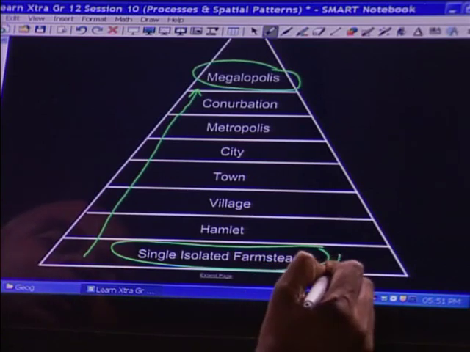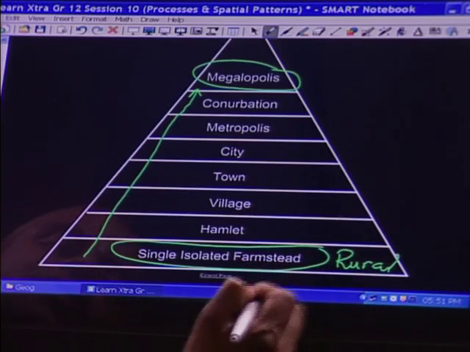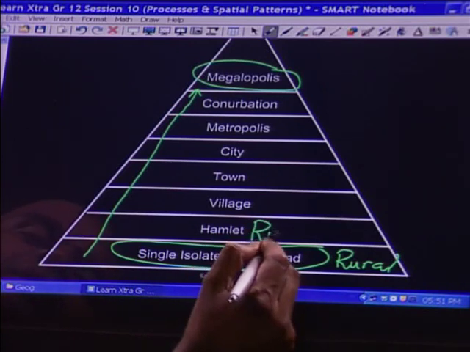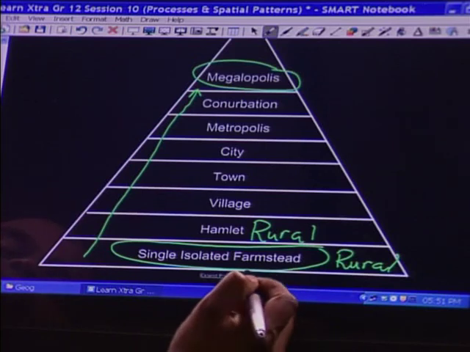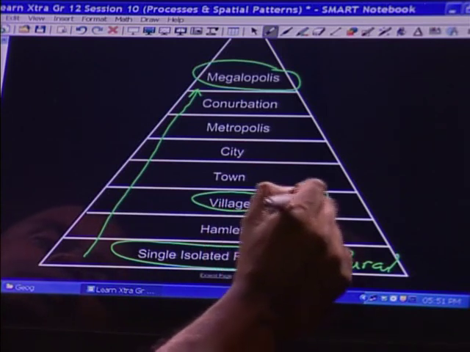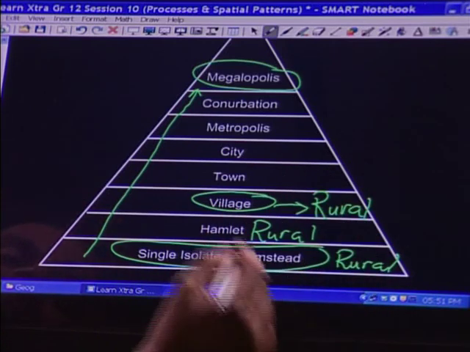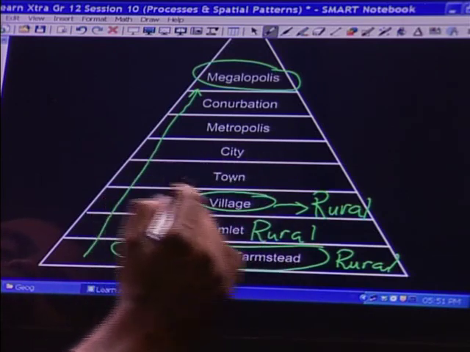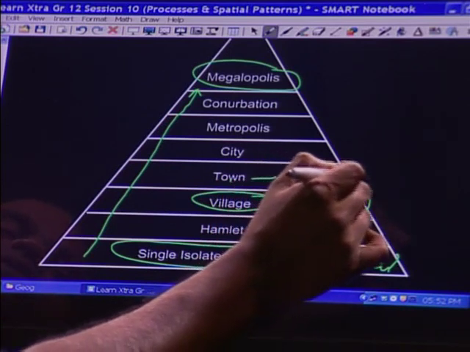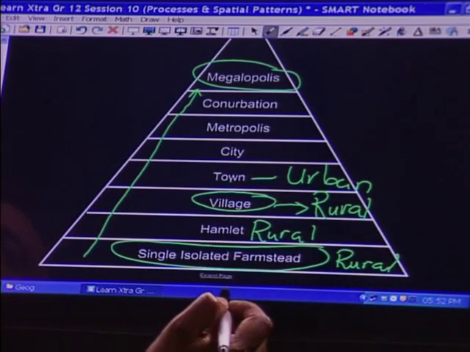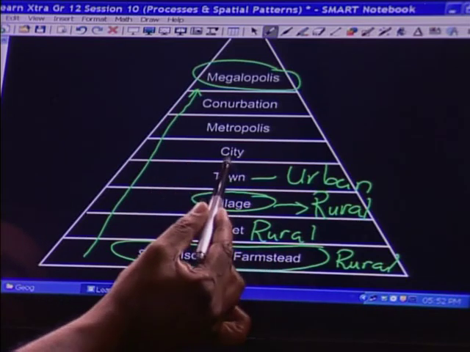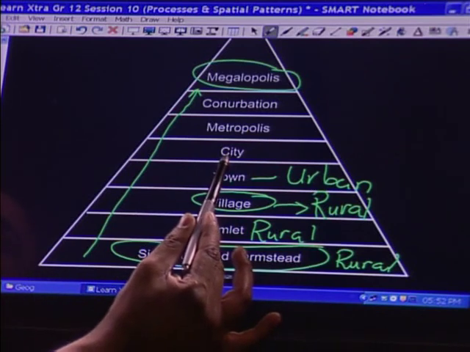A farmstead therefore becomes a rural settlement. When many isolated farmsteads group together, they form rural hamlets. Many rural hamlets together form villages. A village is the largest type of rural settlement. Now, once you reach this area of your settlement hierarchy, we refer to these as your urban settlements. Note the nature and amount of functions for a particular settlement in terms of urban increases: a town, a city, for example, a city like Cape Town and Durban.